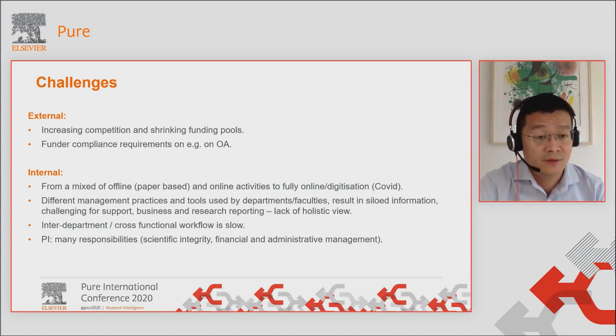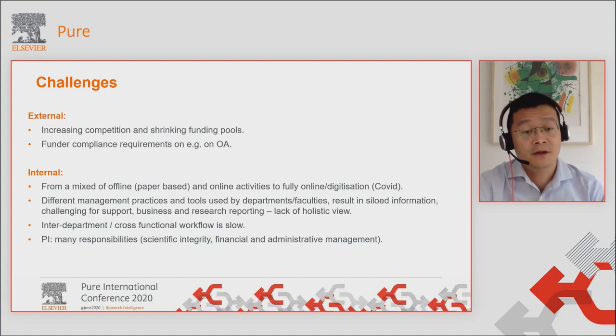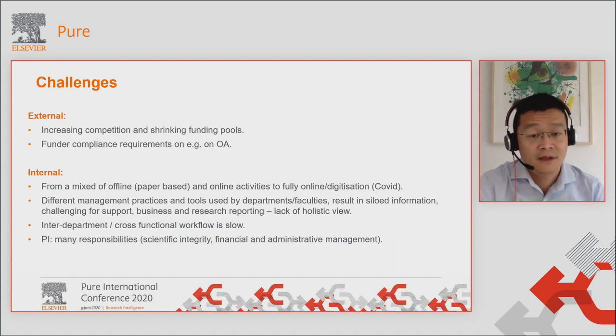Internally, we see the universities are going from a mix of offline and online activity to fully online activities, especially under the current COVID situation. Many departments may have different practices and use different tools. This results in siloed information, and it's challenging to have a holistic view. It becomes even more challenging when you have a workflow or process that is interdepartmental or cross-functional.